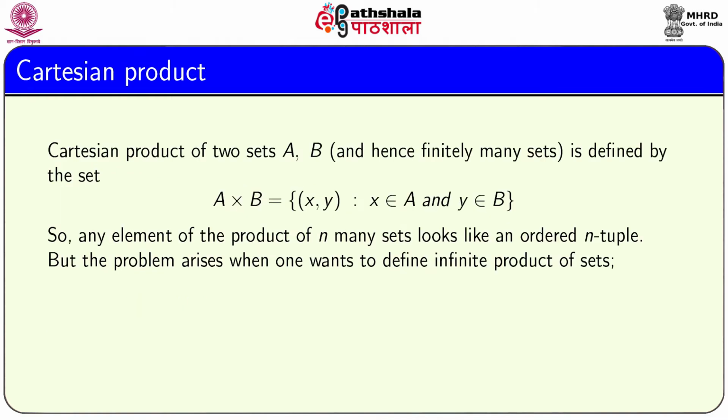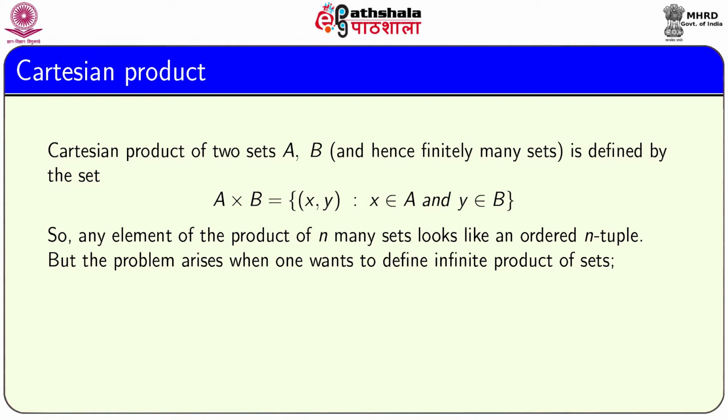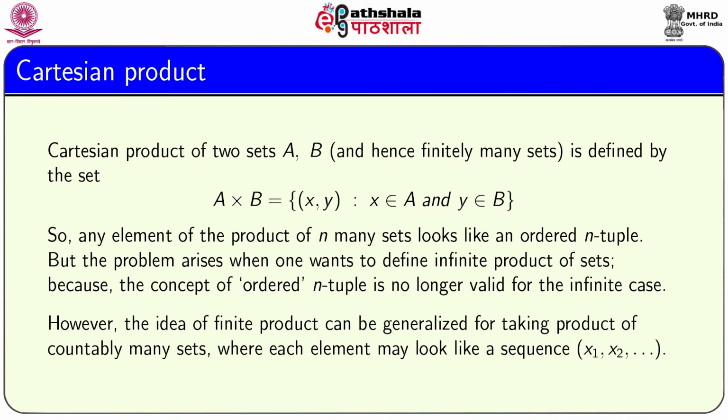Now we define Cartesian product of two sets. Suppose we take two sets A and B. Cartesian product of A and B, denoted by A cross B, is the collection of all points x, y, the pair, such that x is taken from capital A and y is taken from capital B. So, any element of the product of n many sets looks like an ordered n tuple. But the problem arises when we want to define infinite product of sets, because the concept of ordered n tuple is no longer valid for the infinite case.